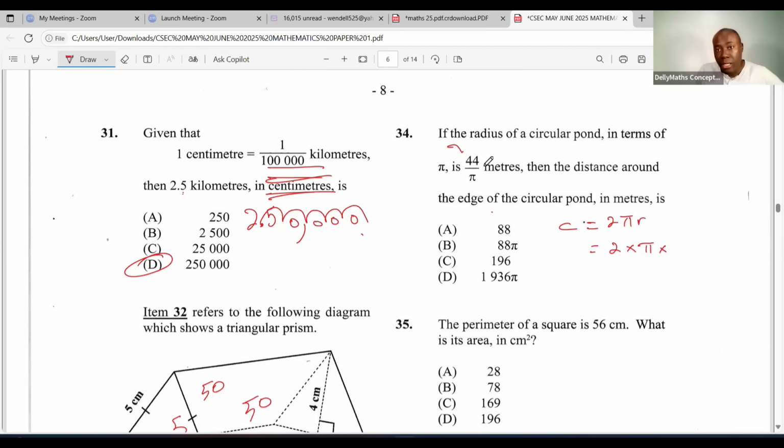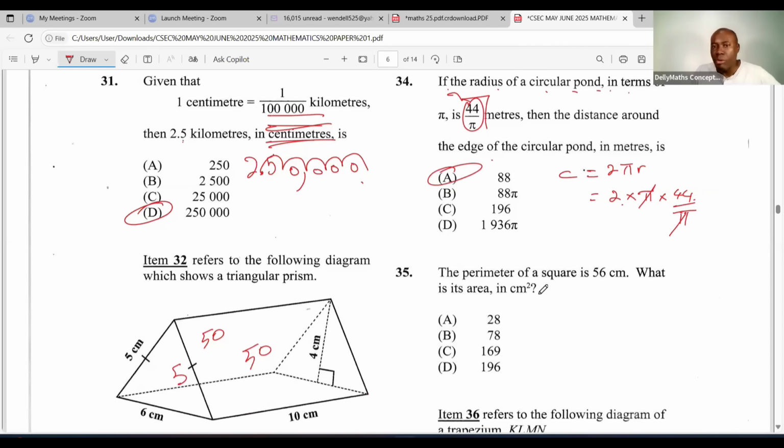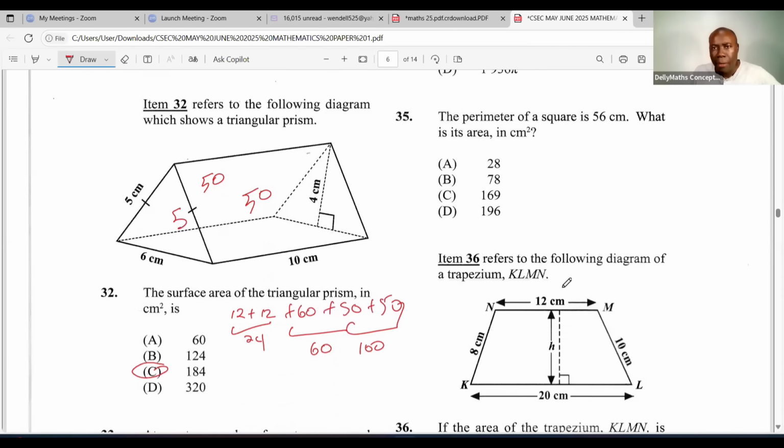What is the radius? This is the radius, they told us that. You could read the question over if you want. If the radius of the circle in terms of pi is this, then 2 pi r, pi cancels pi, 2 times 44, that's the circumference, which is the distance along the edge: 88.